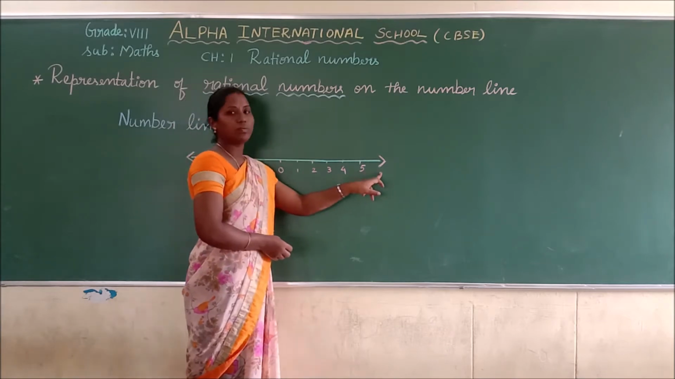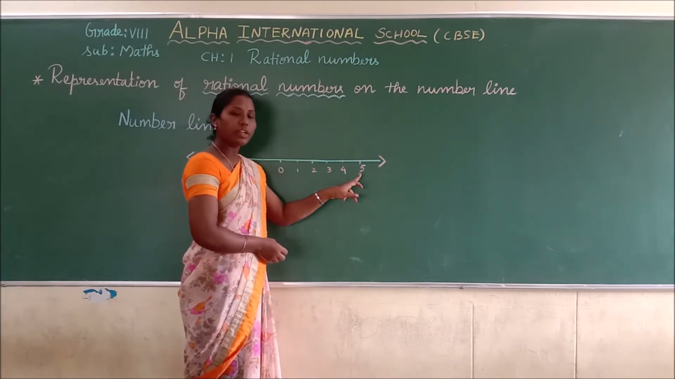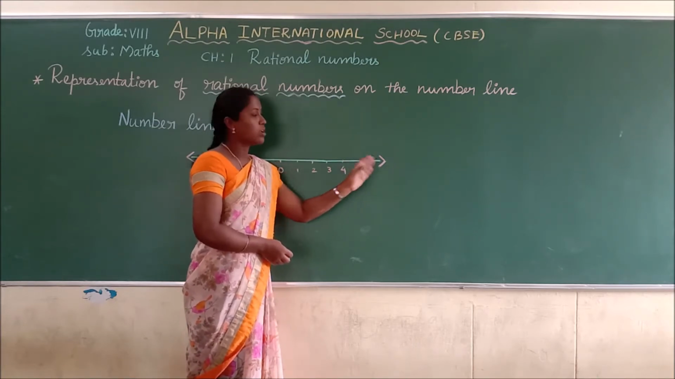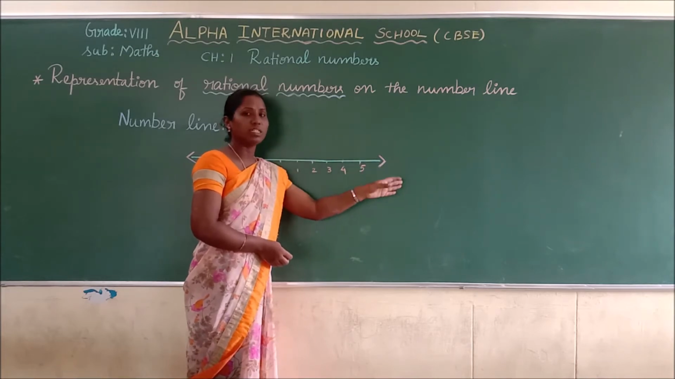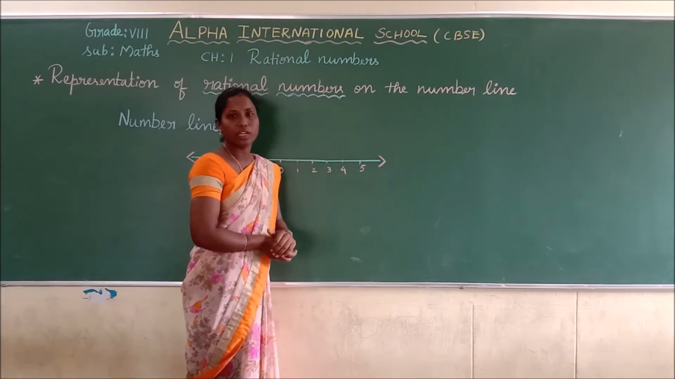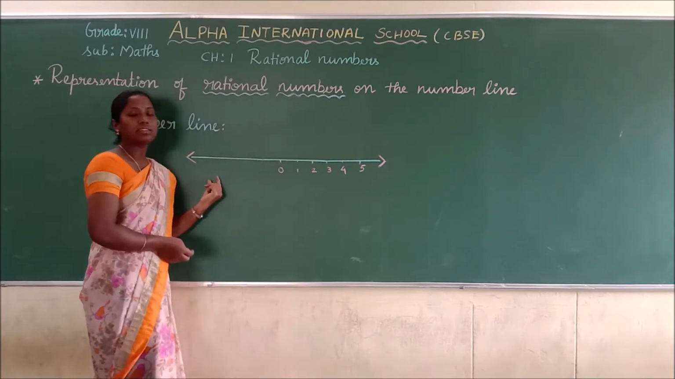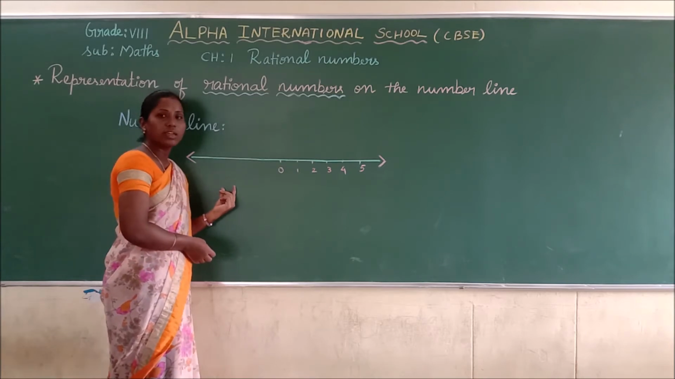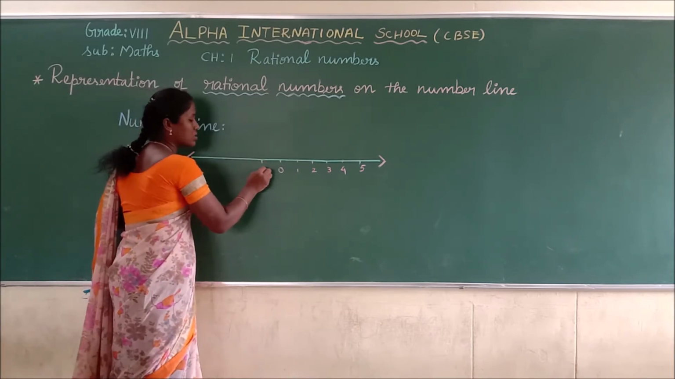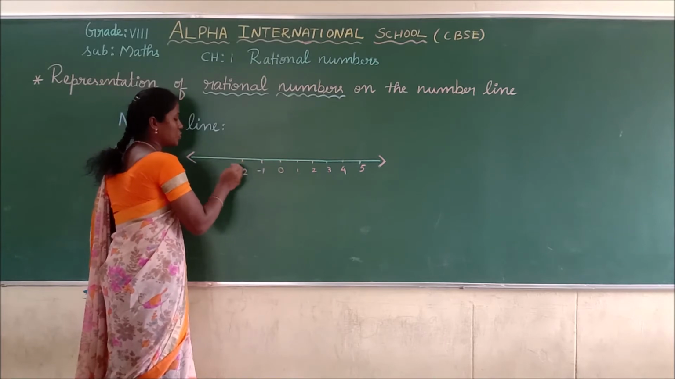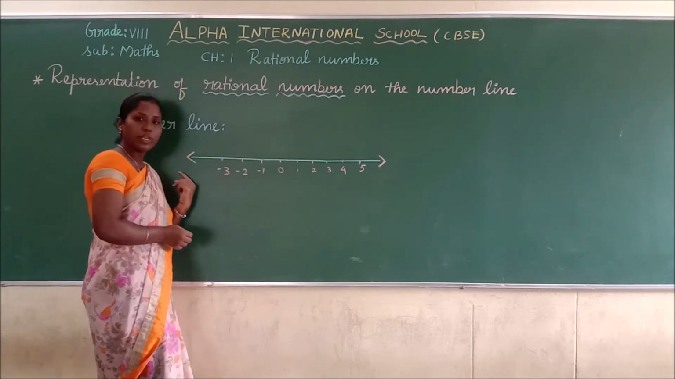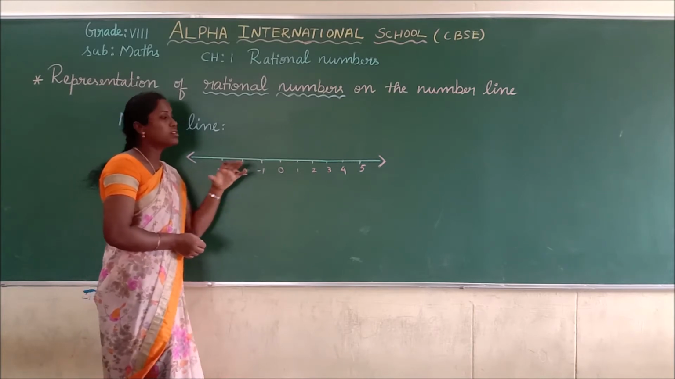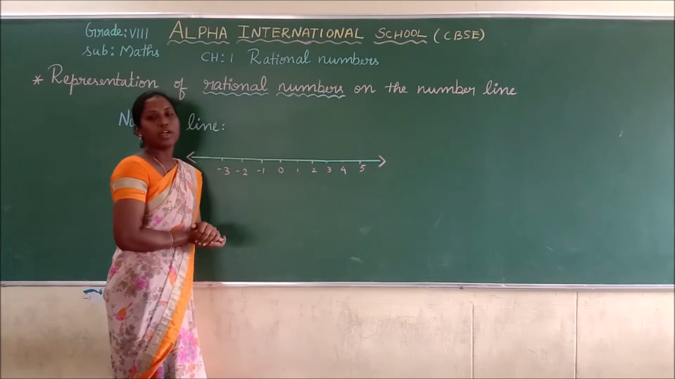Now listen here to the arrow. I have marked up to 5, but the arrow mark indicates it goes up to the positive infinity. Whatever it is, it will go on up to infinity. To the left hand side of the 0, you have to plot the negative numbers. What are the negative numbers? -1, -2, -3, and likewise it will go on. Here the arrow mark indicates it goes up to infinity. So this is the general way of drawing a number line.